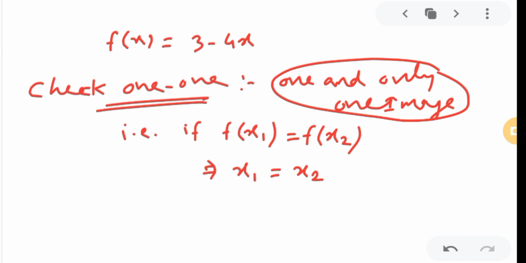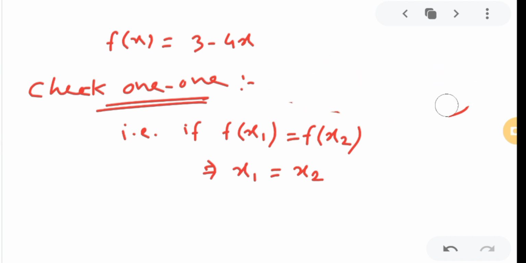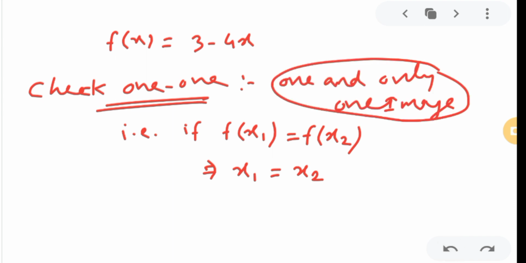So this you will write in exam. Only the part about one and only one image you don't have to write. So this condition should be true. So how will I prove that this is true? I will assume that f(x1) is equal to f(x2) and I will prove that x1 is equal to x2. Correct? Like this.